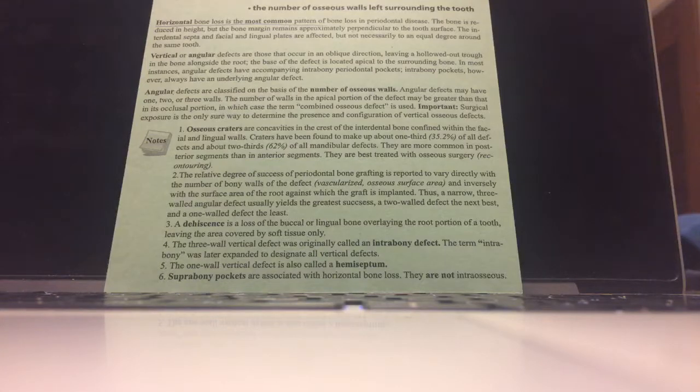Vertical and angular defects are those that occur in an oblique direction, leaving a hollowed-out trough in the bone alongside the root. The base of the defect is located apical to the surrounding bone.